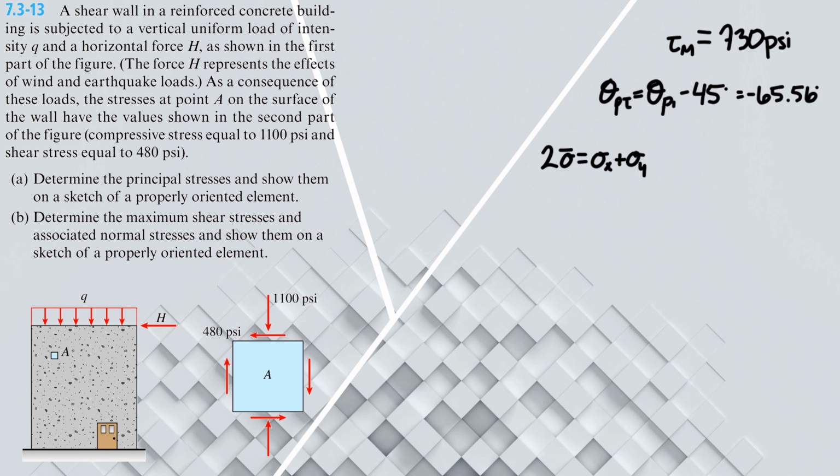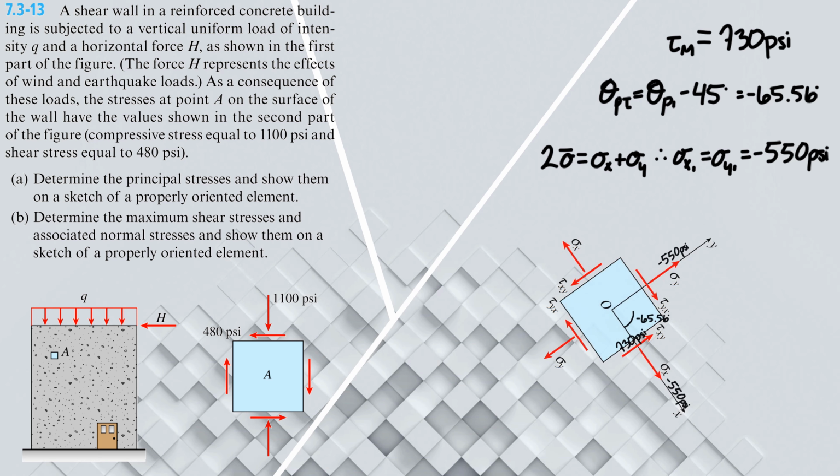Right here on the right side of my equation, I have my initial state, which is sigma x plus sigma y, so 1100, rather negative 1100. That's going to equal the summation of my stresses in my shear state. However, since I know that they have to be the same, it's just going to be 2 multiplied by some sigma that they both share. So I can say both of my x and my y normal stresses have to be negative 550 psi for this state.